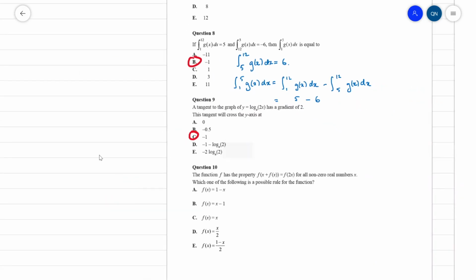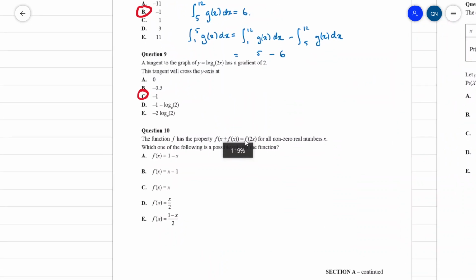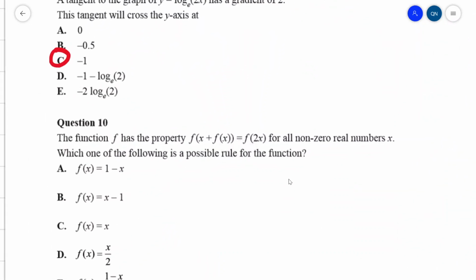Okay, question 10. The function f has the following property, so it's a functional equation. Which one of the following is a possible rule for the function? Right away, what I'm thinking is, let's rearrange this so we get all the functions on one side, so it's f of x plus f of x minus f of 2x. This question is outside of the study design now, actually, so you don't have to worry about this one too much, but it's still good to know how to solve these sorts of questions. So this is equal to 0.